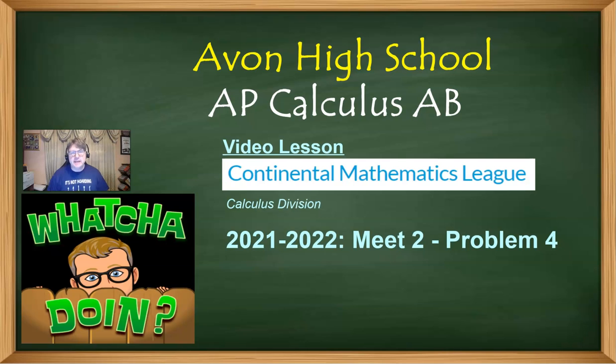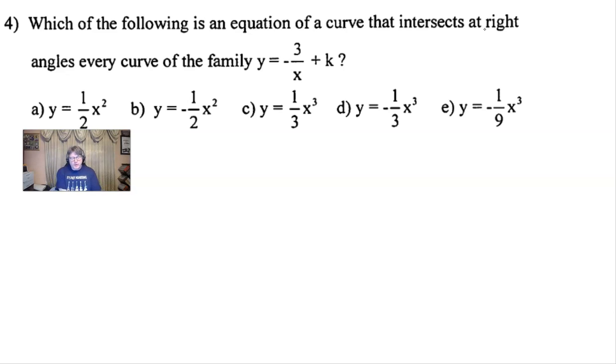We're continuing looking at some of our previous Continental Mathematics League problems. This is from February of 2022, during the 21-22 season, Meet 2, and we're taking a look at problem number 4, just a one-point question here. It says, which of the following is an equation of a curve that intersects at right angles every curve that is a member of the family y equals -3 over x plus k.